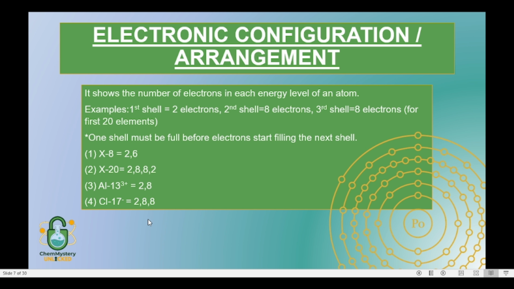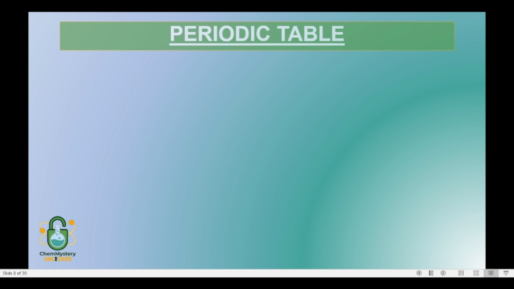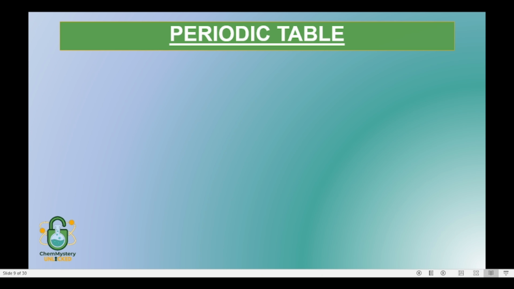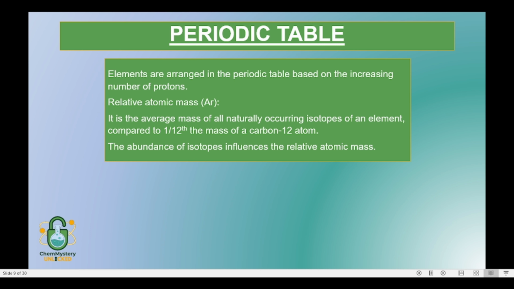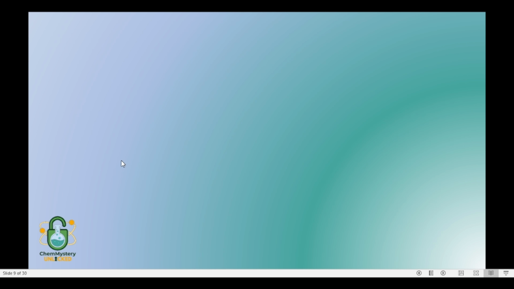Now let's move ahead on to the periodic table. Now let's start with the periodic table. As you can see on your screen, this is the periodic table. Let's move ahead. Elements are arranged in the periodic table based on the increasing number of protons. Okay, as you can see, the proton number increases and elements are arranged on the basis of increase in number of protons. जैसे जैसे number of protons increase हो रहे हैं, elements भी change हो रहे हैं हमारे पास, और उसी की basis पे हमारे पास arranged है.